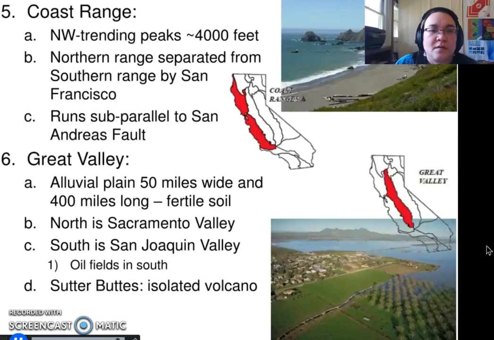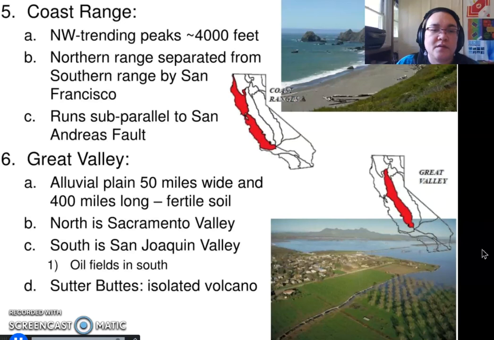The Coast Ranges are mountains that may be familiar to many of you because they are the mountains that are often to the west of populated areas of the Bay Area. The northern range is separated from the southern range by San Francisco. They're also to the east of populated areas in the Bay Area. So the Santa Cruz Mountains are part of the Coast Ranges. These ranges tend to run nearly parallel to the trend of the San Andreas Fault along the coast of California.